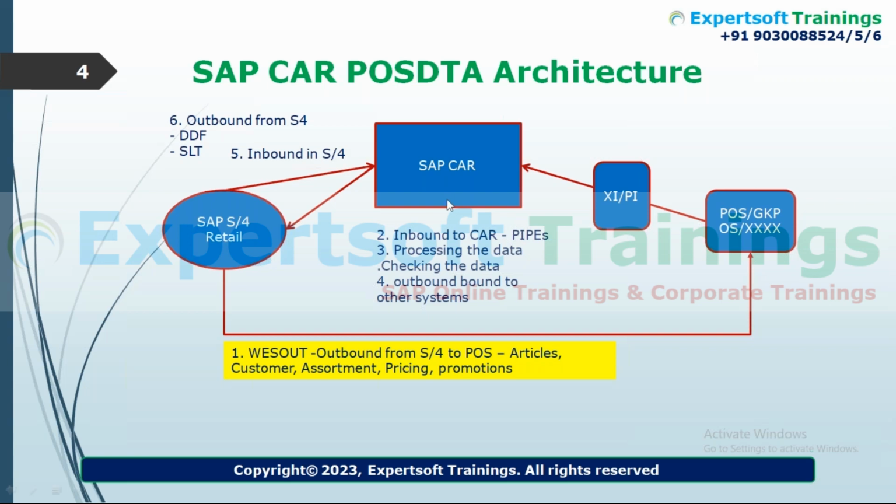Then, as you can see in step 3, processing the data, checking the data will happen. In step 2, we'll receive it from POS to CAR. Inbound into CAR will happen using the pipe. The POS inbound processing engine will help to bring the data from POS into CAR.